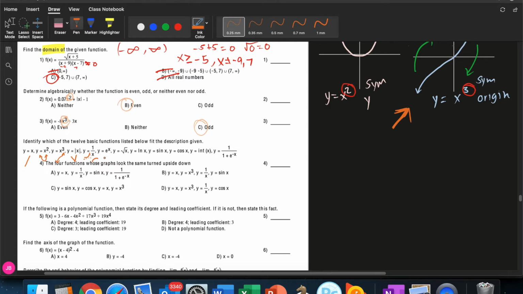Y is equal to e to the x is the exponential function, so that is an asymptote, and then it goes straight up. Y is equal to the square root of x, starts at the origin and then goes up and to the right towards infinity. Y is equal to the ln of x, looks very similar to the square root of x, but it actually starts at an asymptote and does not cross through the origin, but it still goes up and to the right. Sine of x is a sinusoidal wave, so as a wave, it's going to look a little bit something like this, and this one actually crosses through the origin.